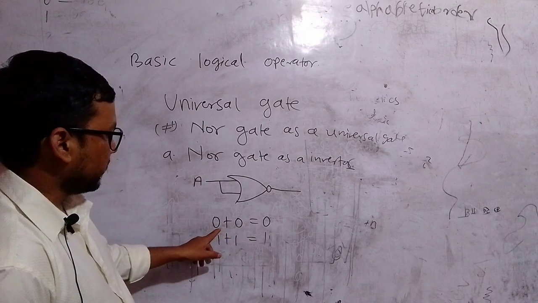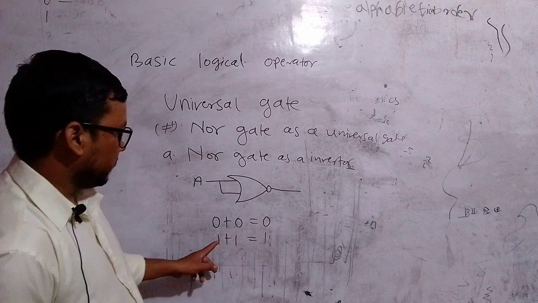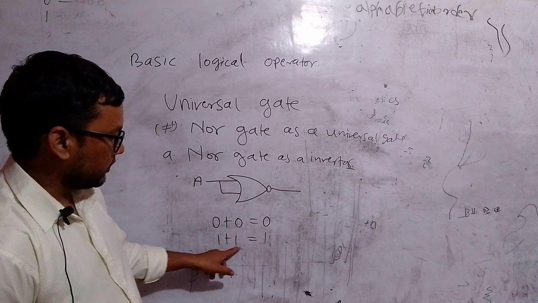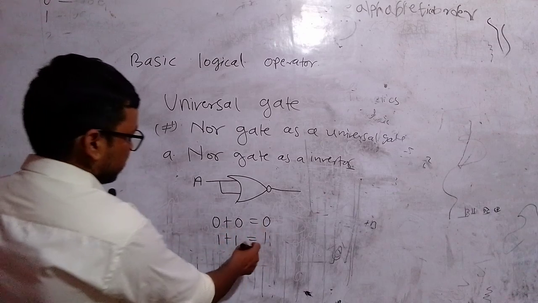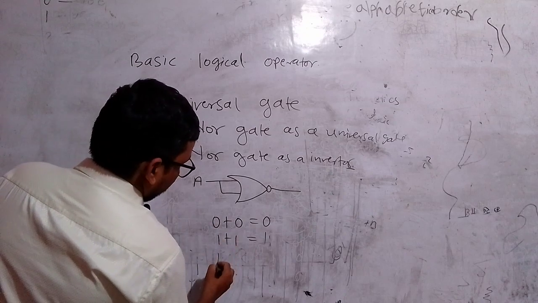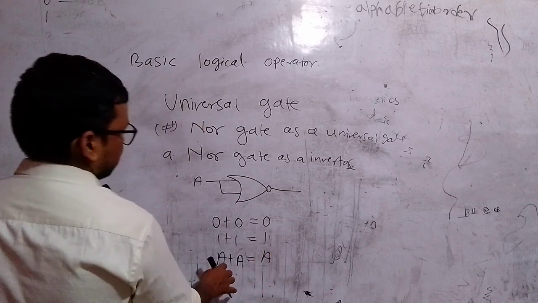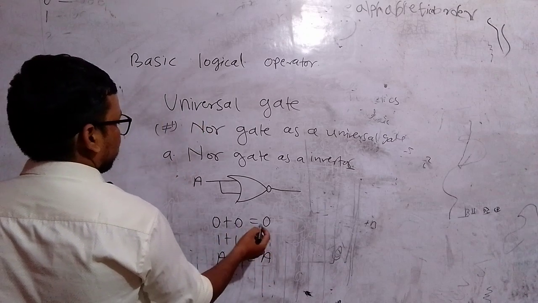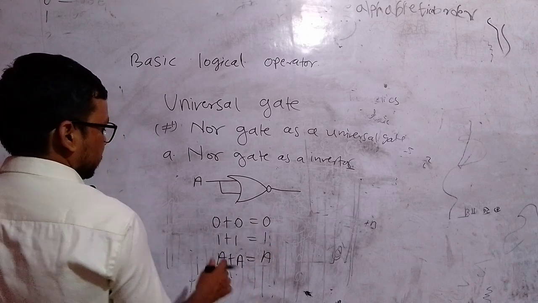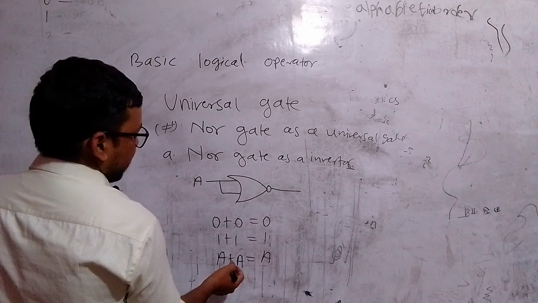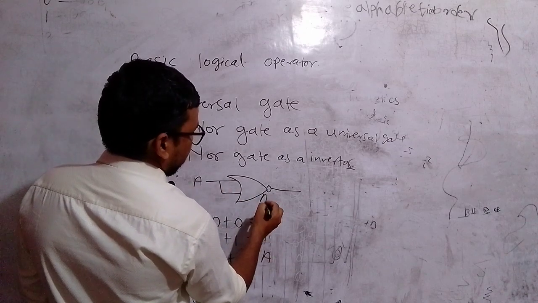If both inputs are 0 for the OR operation, then it will produce 0. If any one of the inputs is 1, then it produces 1 for the OR operation. Plus means OR operation here. Now, similarly, A plus A equal to A. 0 plus 0 produces 0, 1 plus 1 produces 1. These are the only possible values. And so we can say A plus A equal to A.